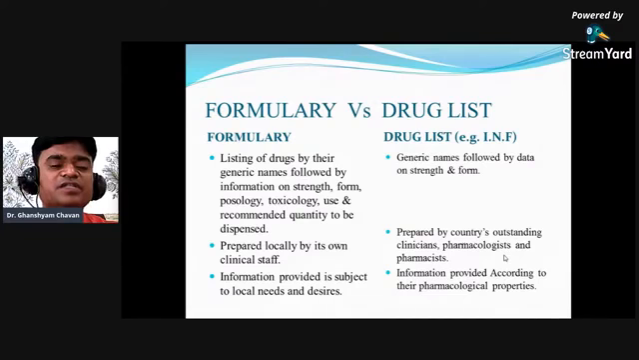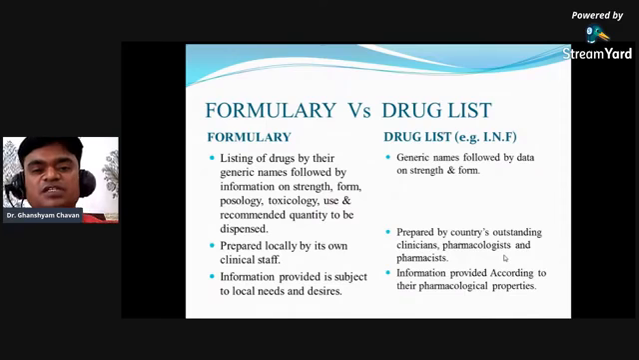Now, in the case of a formulary, the second point: it is prepared locally by its own clinical staff. So the clinical staff of that particular hospital prepare this hospital formulary. It can be prepared by pharmacists as well as by physicians. Now, in the case of a drug list, it is prepared by the country's outstanding clinicians, pharmacologists, and pharmacists. So it is a group of clinicians, pharmacologists, and pharmacists from the country, and they prepare the country's drug list.